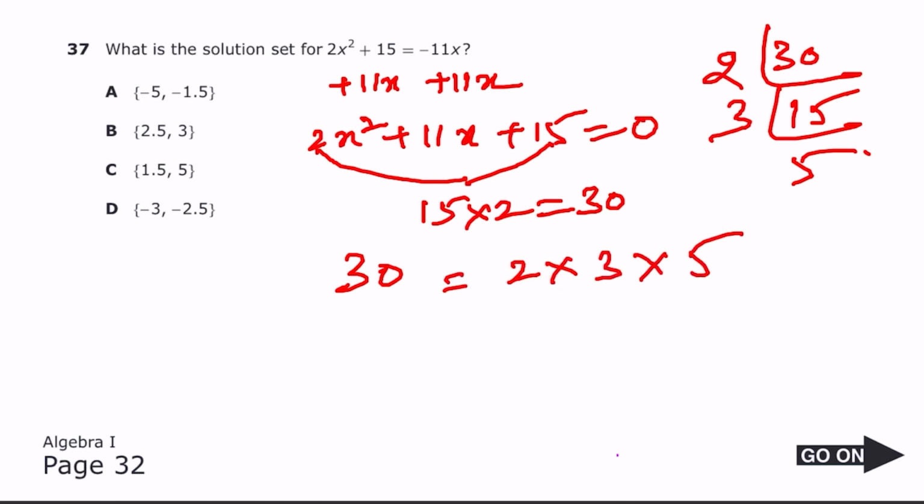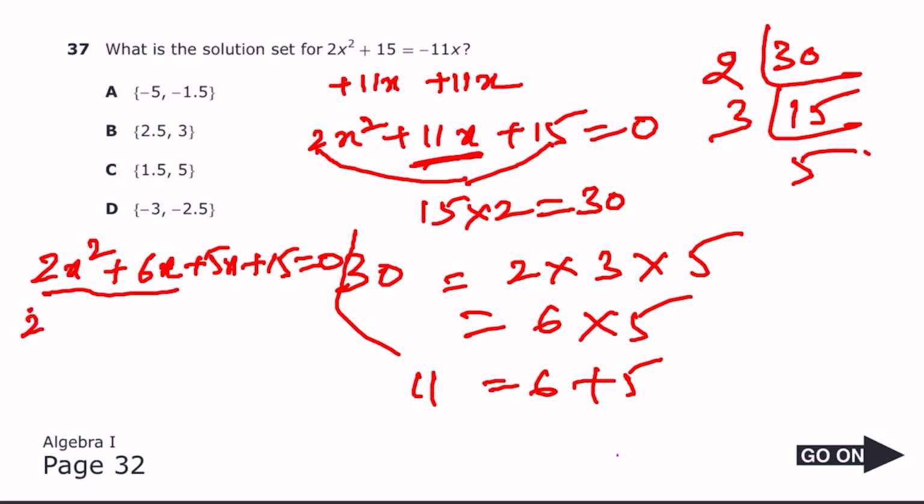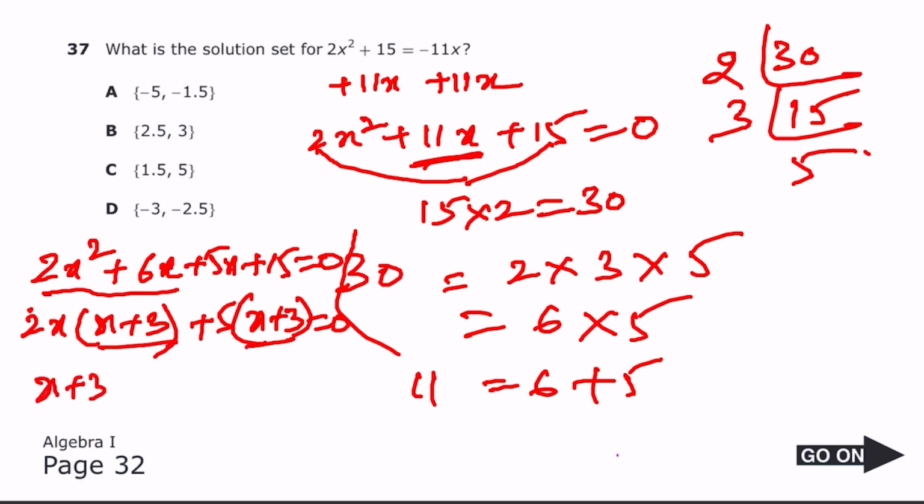So now here you have to get in between 11, isn't it? So in order to get 11, 6 into 5 is 30 and 6 plus 5 is equal to 11. So therefore you can write this expression as 2x square plus 6x plus 5x plus 15 is equal to 0. So therefore if you take out 2x common from this, x plus 3, plus 5 into x plus 3, which is equal to 0. So x plus 3 you are having. So x plus 3 into 2x plus 5 is equal to 0.